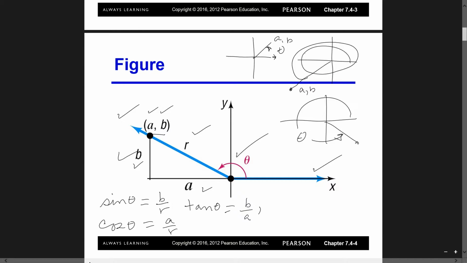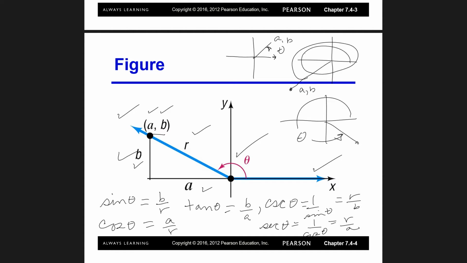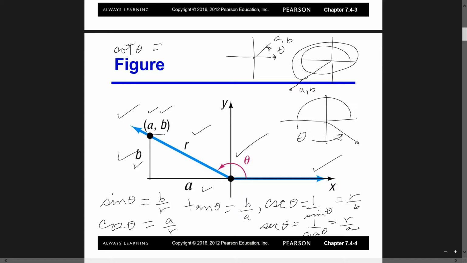And then cosecant of theta is going to be 1 over sine of theta, which is R over B. Secant theta is going to be equal to 1 over cosine of theta, which is R over A. And finally, cotangent of theta is going to be 1 over tangent of theta, which is A over B.